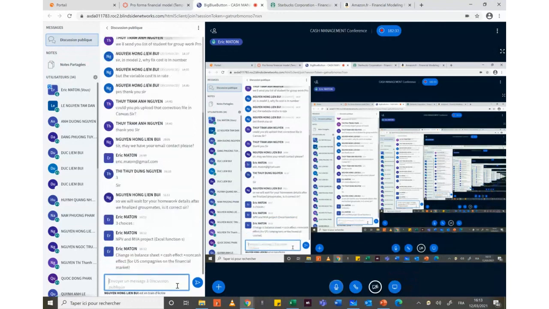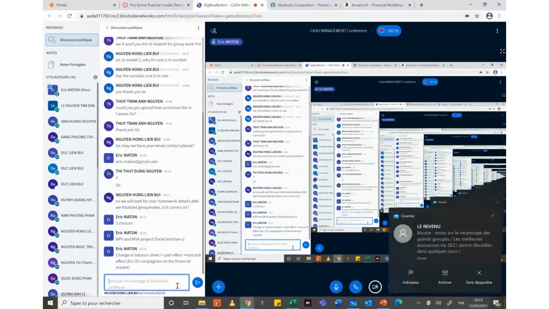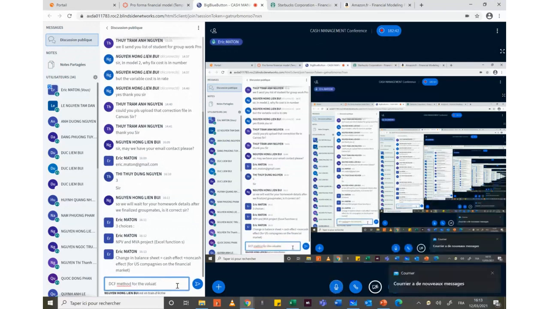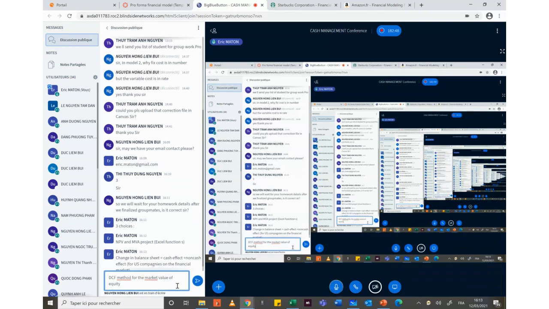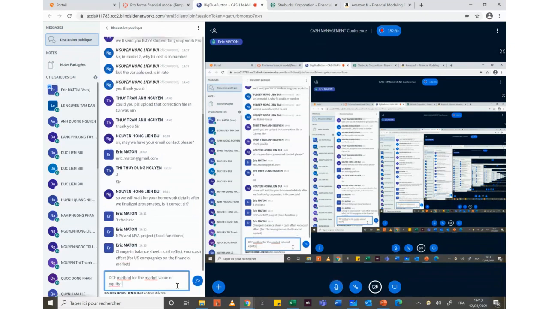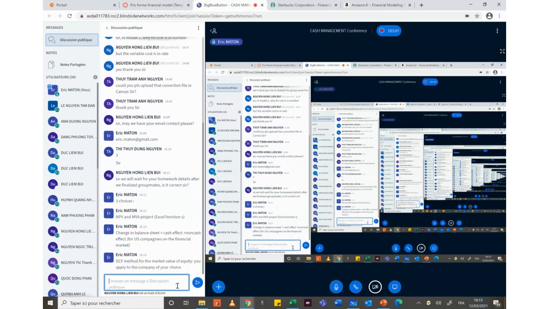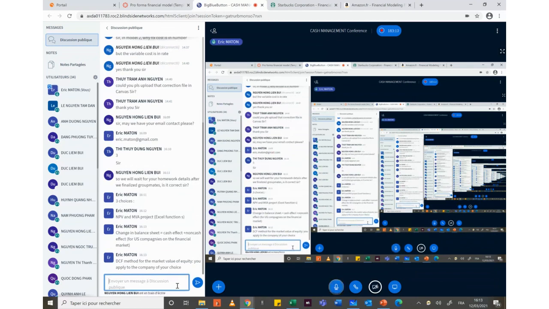The third project is the discounted cash flow methods, or the valuation of the market value of equity. So what we did now, you have to decide which company you want to use it on. You can use it for a Vietnamese company, an American company, a European company. You apply it to the company of your choice. So you have to decide between the 3 projects which you prefer. You tell me what you prefer, and I give you the wording of what you have to do. Okay?